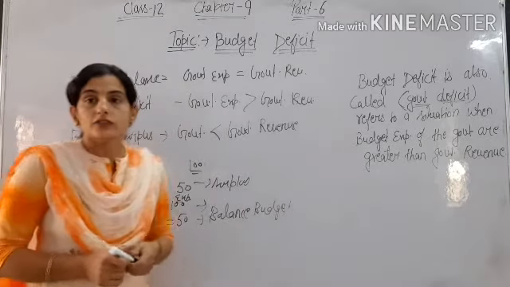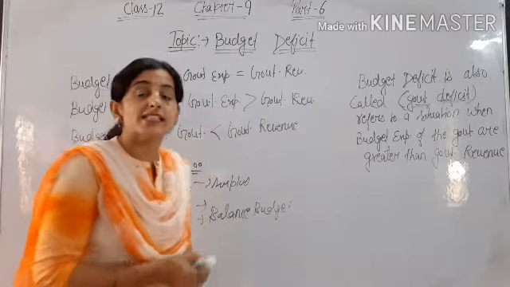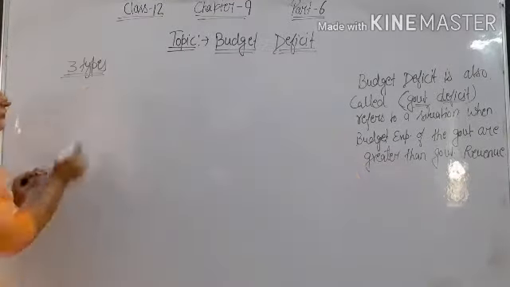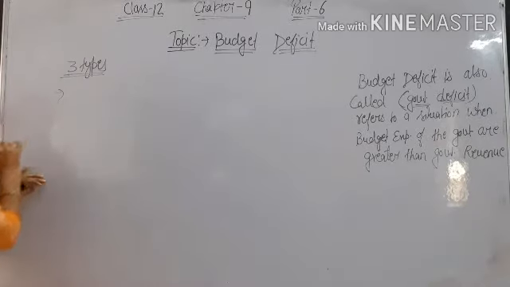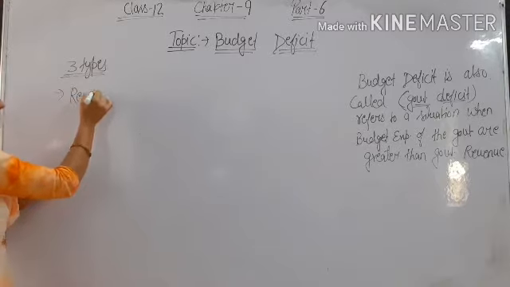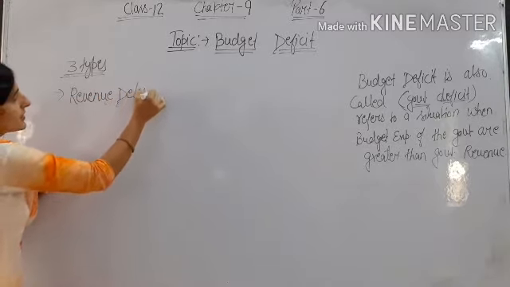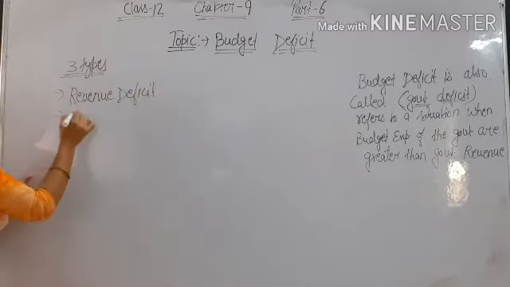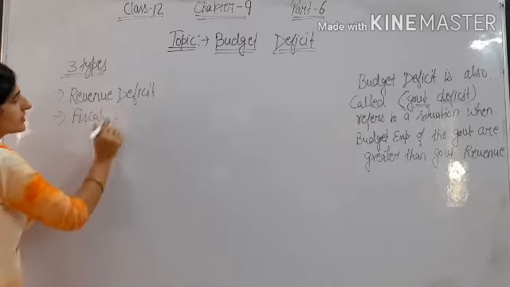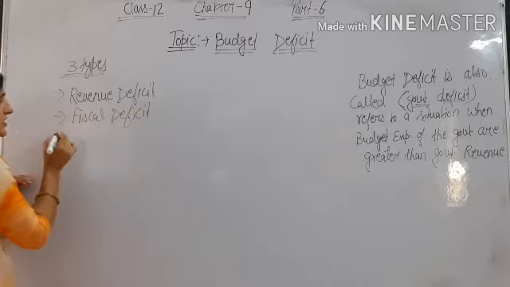So we have three types of budget deficit: revenue deficit, fiscal deficit, and primary deficit. The first is revenue deficit. The second is fiscal deficit. The third is primary deficit.